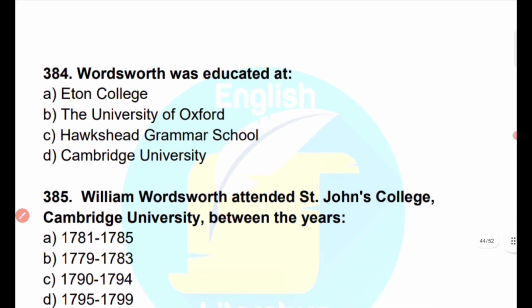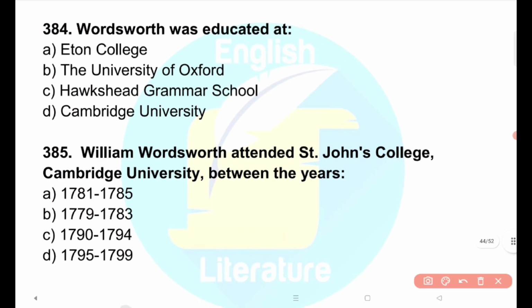Wordsworth was educated at option C, Hawkshead Grammar School. After his mother's death, Wordsworth was sent to the grammar school in 1779, where he received a strong foundation in literature.